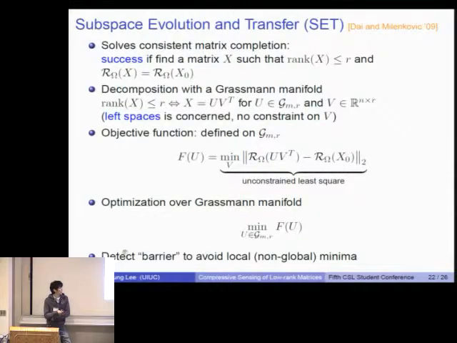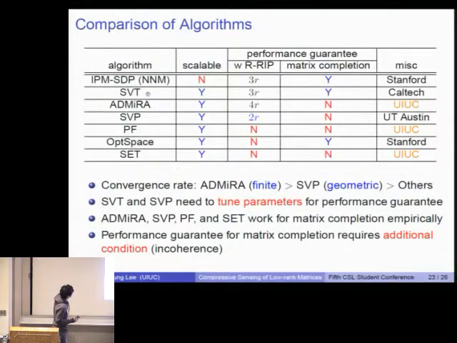So they propose a scheme to detect such a barrier, and once the barrier is detected, they did subspace transfer to avoid the local minima. So their goal is to find the global minima for the minimal rank approximation problem. Now let us compare the introduced algorithms.